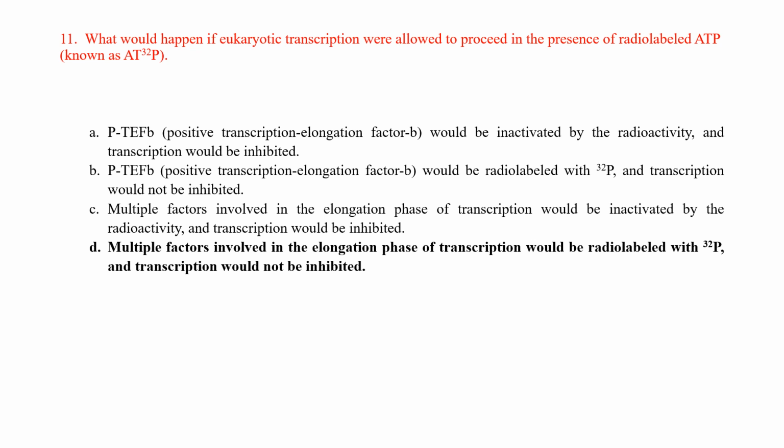Under letter B, the positive transcription elongation factor B, with a radio-label with the 32-phosphate, the transcription would not be inhibited, but very simply, each mechanism is going to be phosphorylated. In this case, different types of molecules, including NELF, DSIF, and also the serine of the polymerase CTD, will actually be phosphorylated by the positive transcription elongation factor B. So in this case, letter D is our best answer.